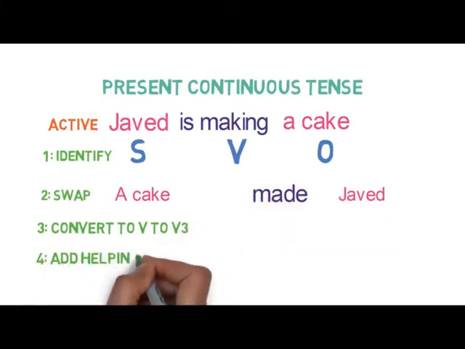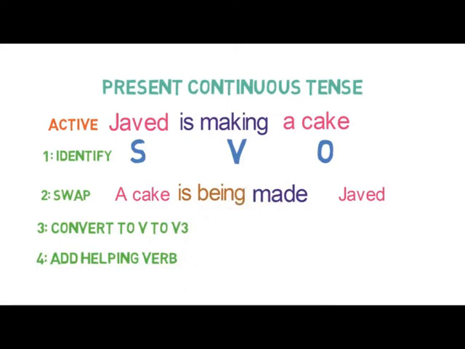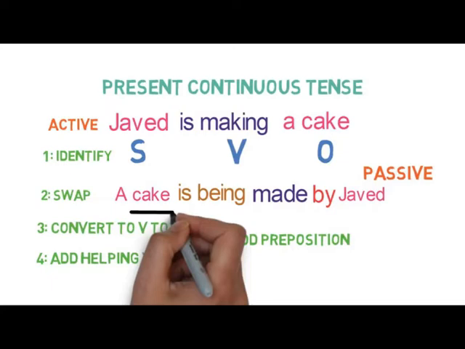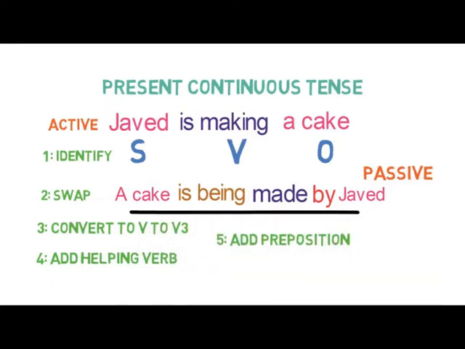Number 3, we will convert the verb is making to the third conjugation. It will be made. We will change the verb to be according to the tense. It will be is being. And finally, we will add by before Javed. So it will be: a cake is being made by Javed. This is the passive voice of Javed is making a cake.